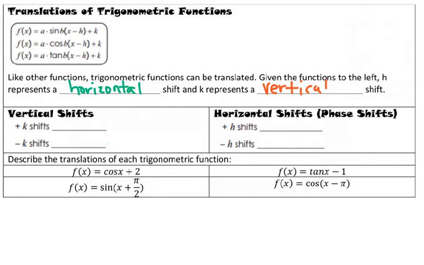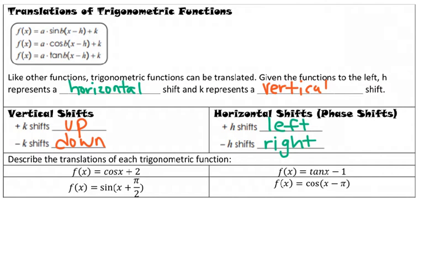Oh, I should have done these in red. My bad. Up, down. Your horizontal shifts, which are from left to right, if h was a positive number inside that parentheses, that's when it moves to the left. And if h is a negative number, it would move to the right.